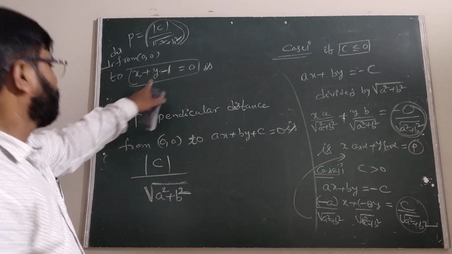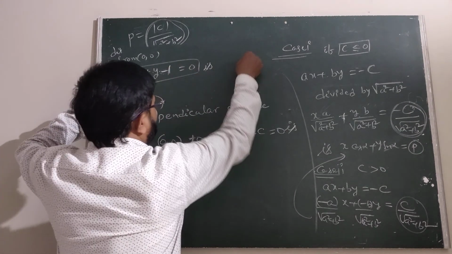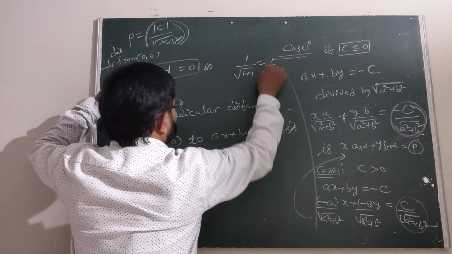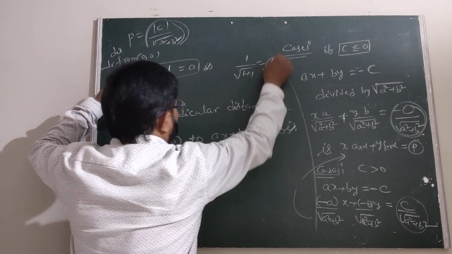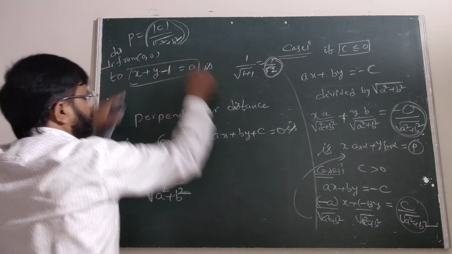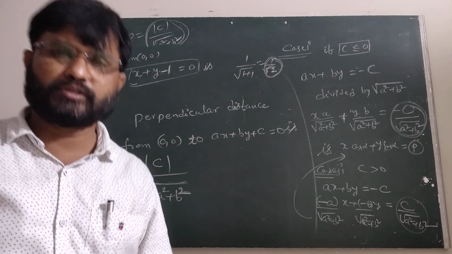That's why we are taking the mod c here. Modulus of c is 1. A square plus b square is also 1 plus 1. That is 1 by root 2. The 1 by root 2 is the distance from origin to the given line. That is the mod c by root of a square plus b square. Okay.